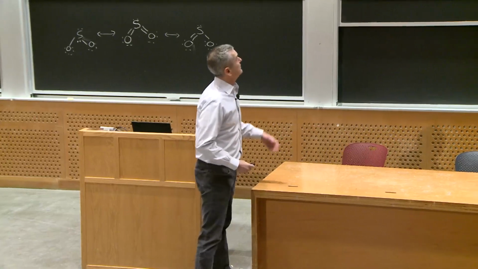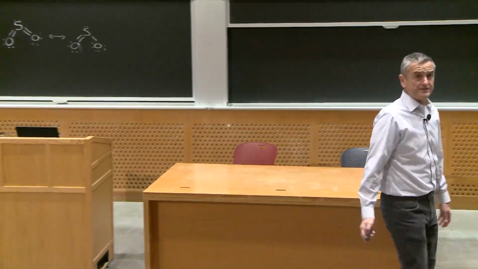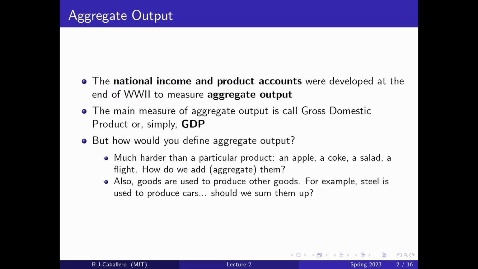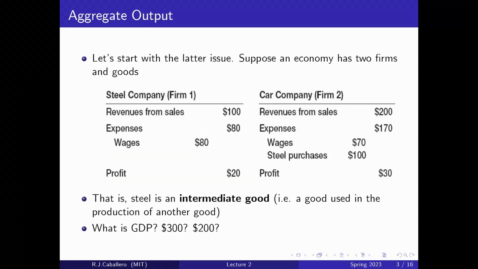So we started with something a little boring, basic definitions. And the first thing we had to do is to understand how we measure output at the aggregate level. It's very easy to understand what output is at the level of an individual factory, but at the aggregate level it's a little tricky. And so we had an example of a very simple economy with two companies, one that produces steel and the other one that produces cars. And in this particular example, the steel company doesn't sell anything to final consumers. It sells all its production to the car company. And we ask the question, what is the GDP of this economy?